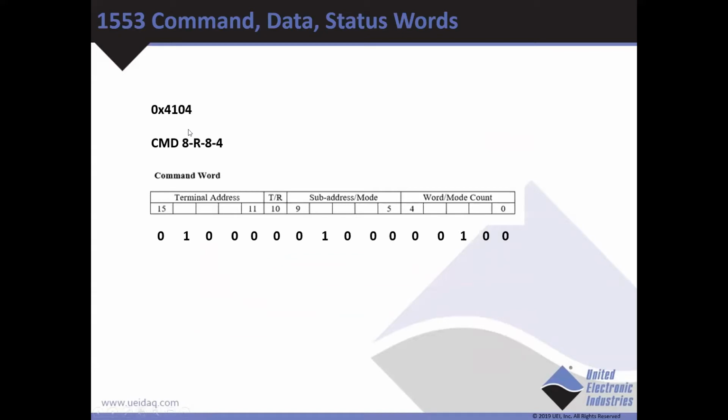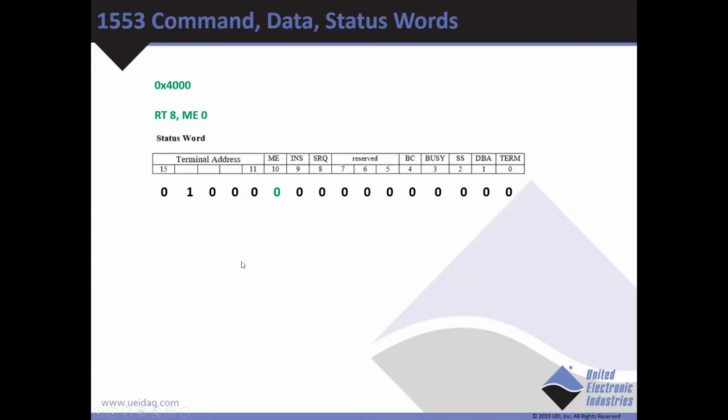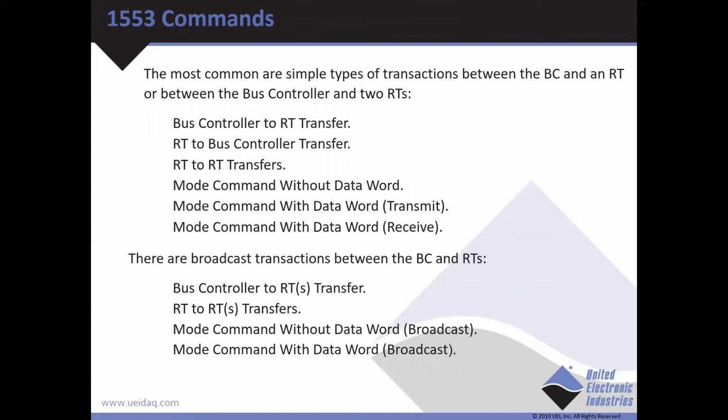If we break the command down, you'll see the hex code translates to RT8, receive, SA8, 4 data words. And you would see 4 here in the word count, 8 here in the subaddress, 0 indicating receive, and 8 in the RT. Likewise, if we break down the status word, you'll see the terminal address here, which is 8, and no message error.